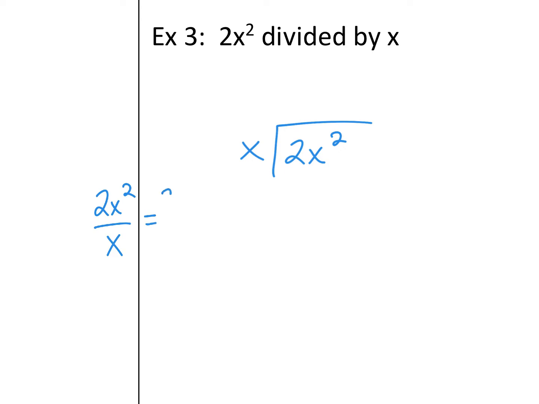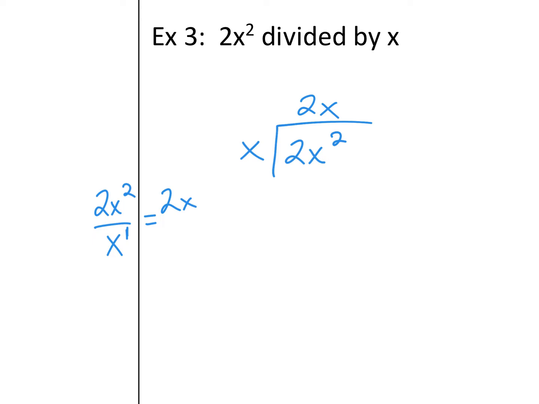The 2, it's not going away. And then what would those x's do? X squared over x. No, not going to cancel. Subtract the exponents, right? So if I have x squared over x, it just becomes x to the first, or just x. That's all that will do. So technically, x goes into 2x squared 2x times.